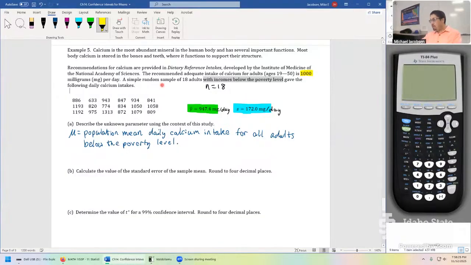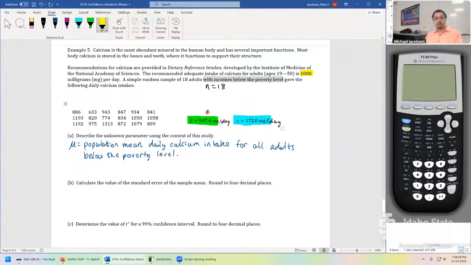So this is really what's going on in the problem. Seeing the mean doesn't tell us straight out that we have evidence statistically that this population is below the daily recommended calcium intake of 1,000. The real question about this problem is, is this average statistically significantly below 1,000 milligrams per day? That's the real question.